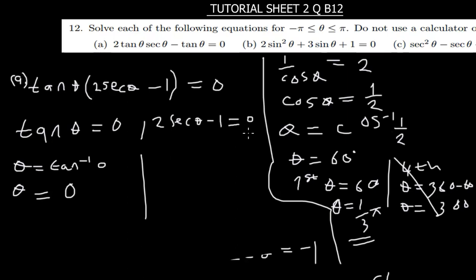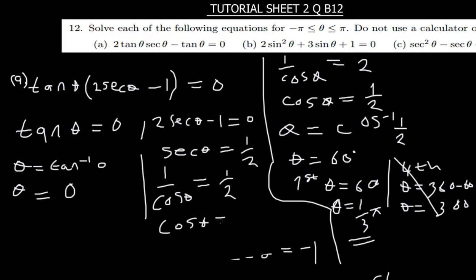Sec, you take this negative 1 that side. You're going to have sec theta being equal to 1 over 2. And we know that sec theta is just the same as 1 over cos theta, which is equal to 1 over 2. Then cos theta is equal to 2 when you simplify it. Then when you find the cos inverse of 2, you discover that the theta does not exist. So theta for this is undefined. Better you write no solution for this theta.